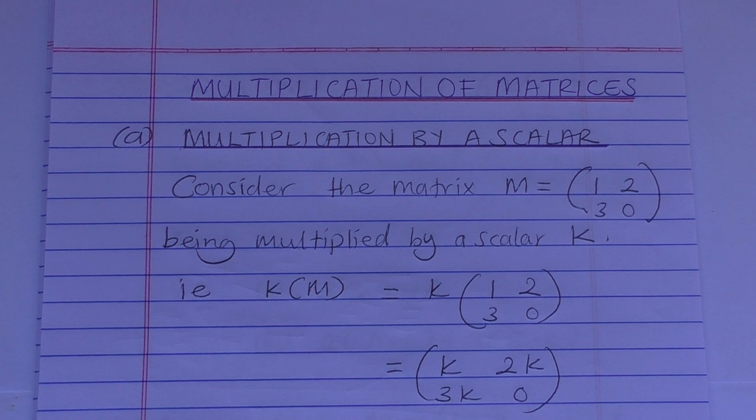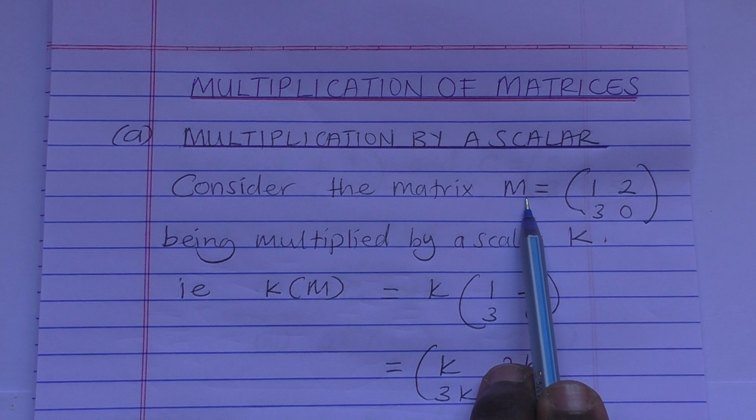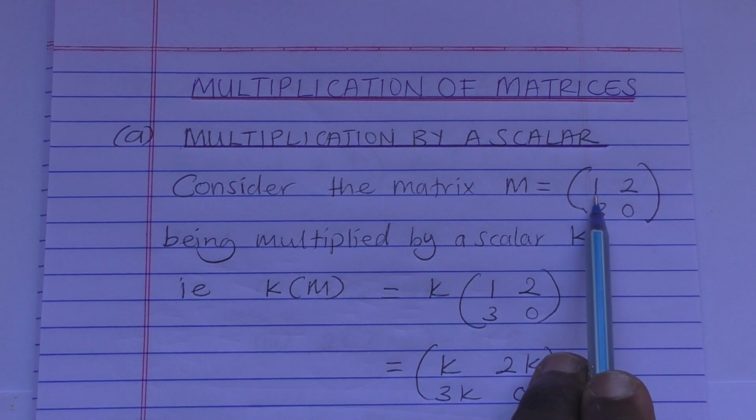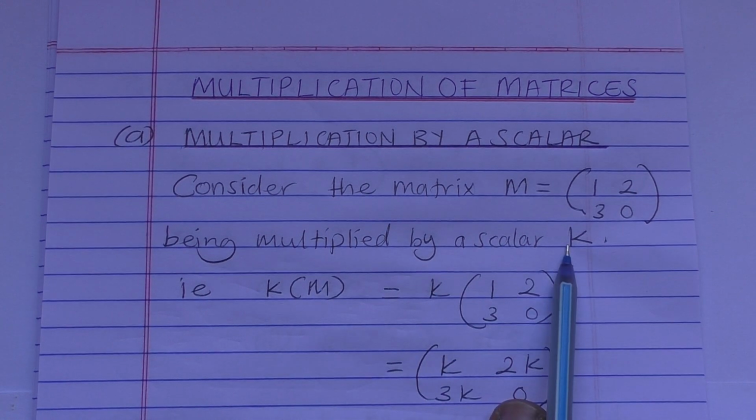Multiplication is categorized into two. We have multiplying by a scalar and multiplying two matrices. We shall start with how we multiply a matrix by a scalar. So we are considering matrix M, which is given as 1, 2, 3, 0, being multiplied by a scalar k. A scalar means a number, or we can call it a constant.